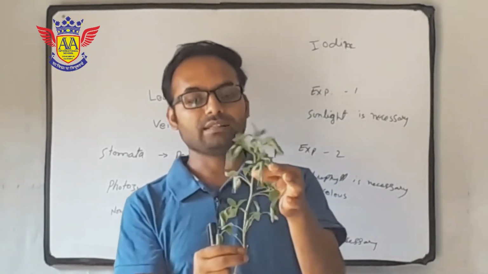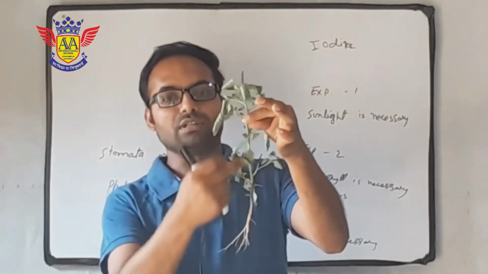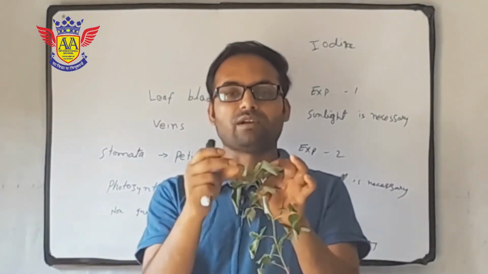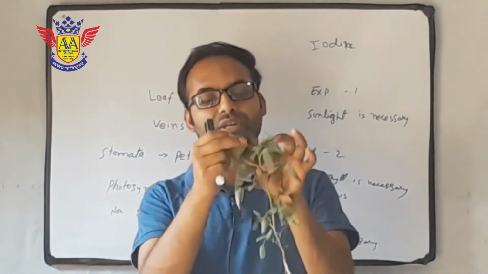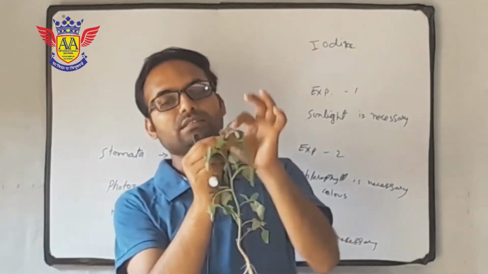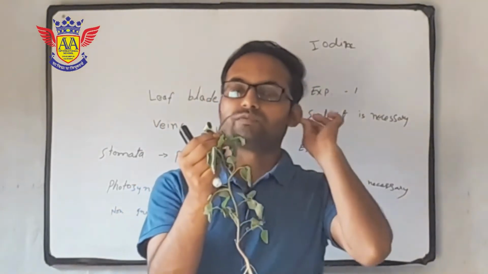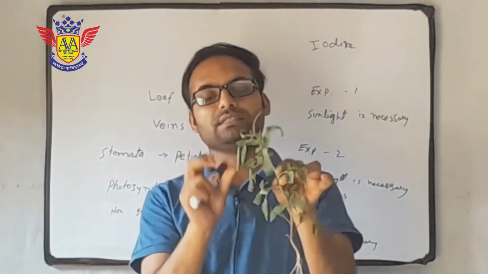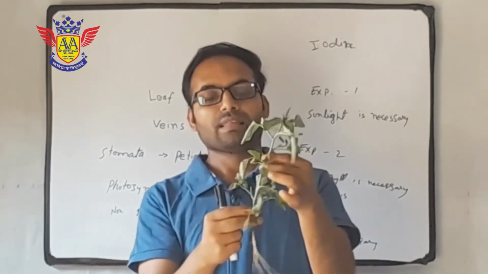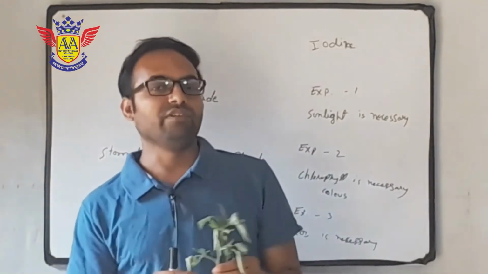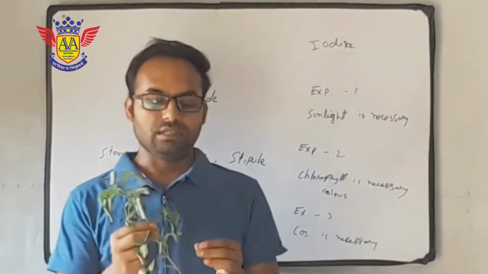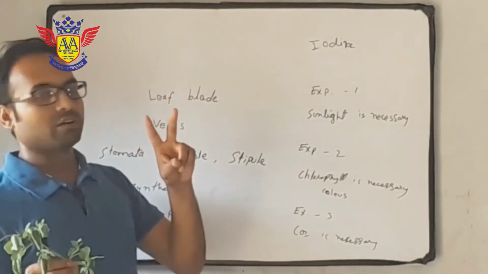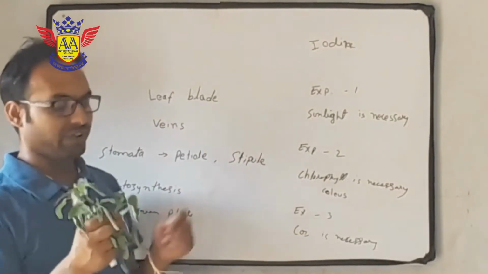Okay students, this one is called the stem, and here you can see a little flower. This is the flower, and below the flower here are tiny fruits. So these are fruits, and as you can see, these are leaves. First of all we will study the parts of a leaf. Here there are two parts of a leaf, blade and vein.